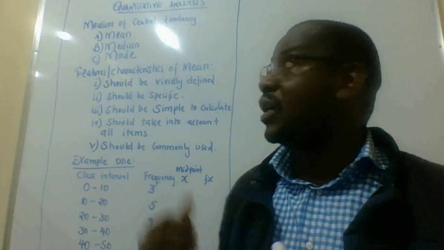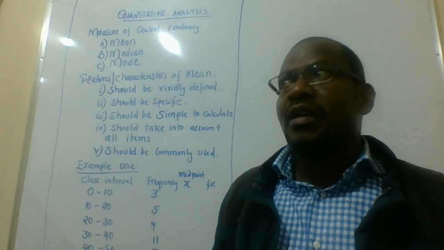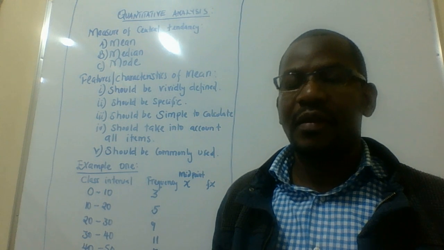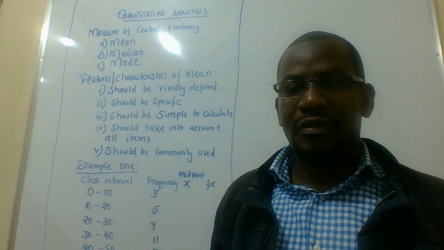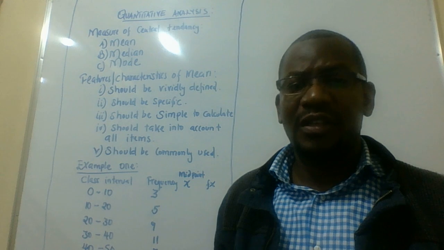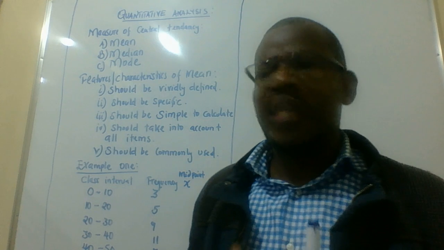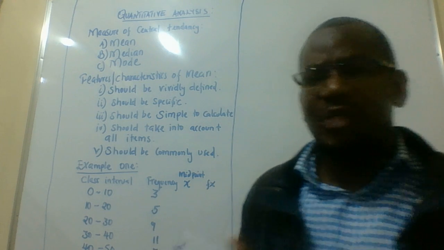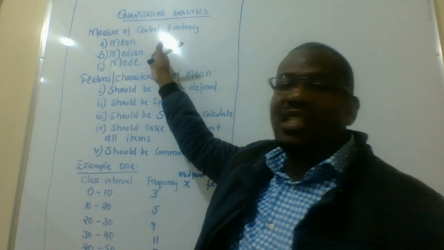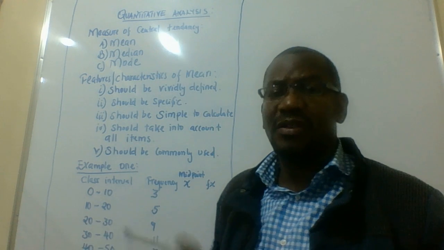Shall start with quantitative techniques. It is one of the examinable units which, if we prepare well, by the end of this month, we shall be somewhere very comfortable answering these questions. So today, I want us to look at measure of central tendency. And under measure of central tendency, the major thing is about mean, median, and mode. Mean, median, and mode. How to calculate them is very, very important.